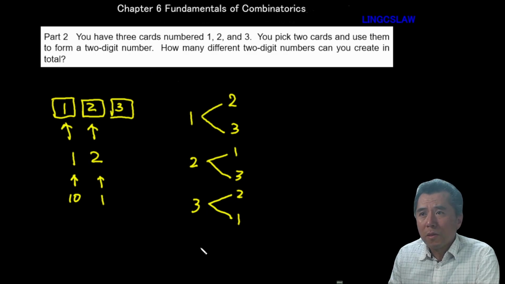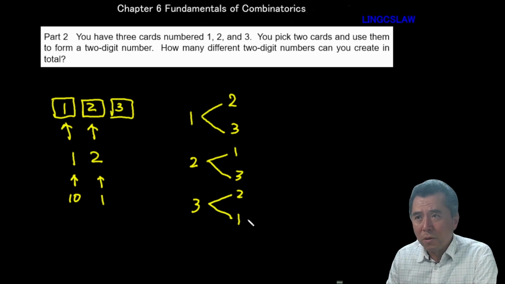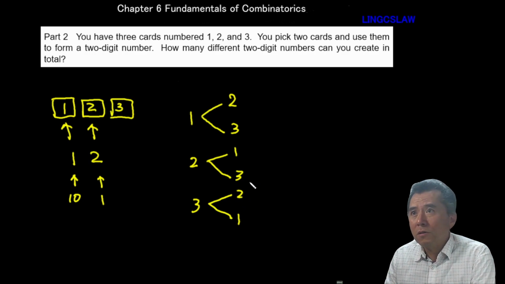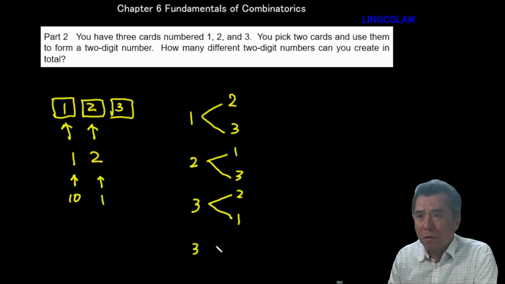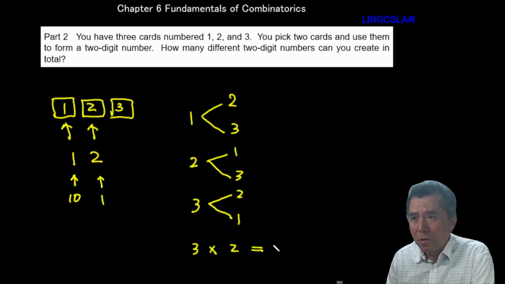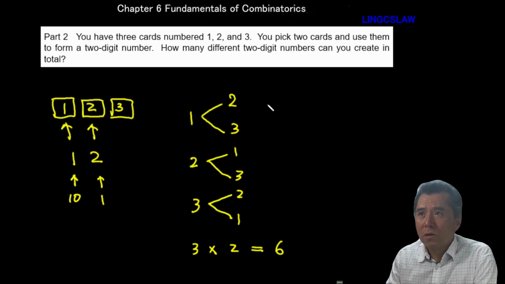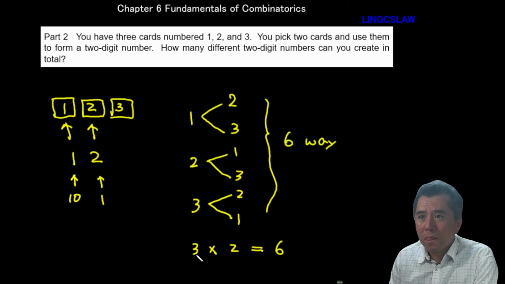So there are 1, 2, 3, 4, 5, 6 ways of arranging the cards. And if you calculate 3 times 2, also you'll get 6. And this way of calculation is called permutation.